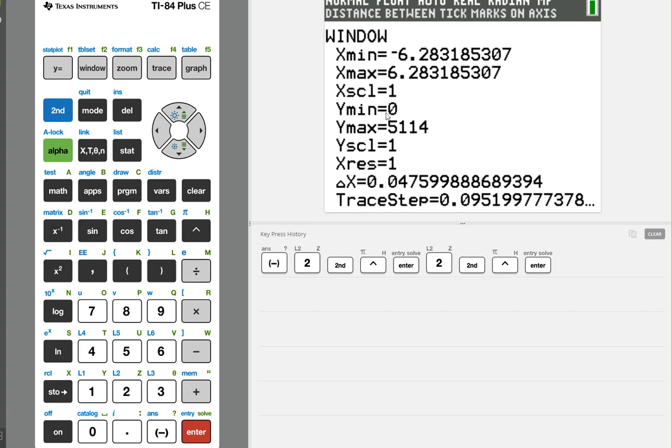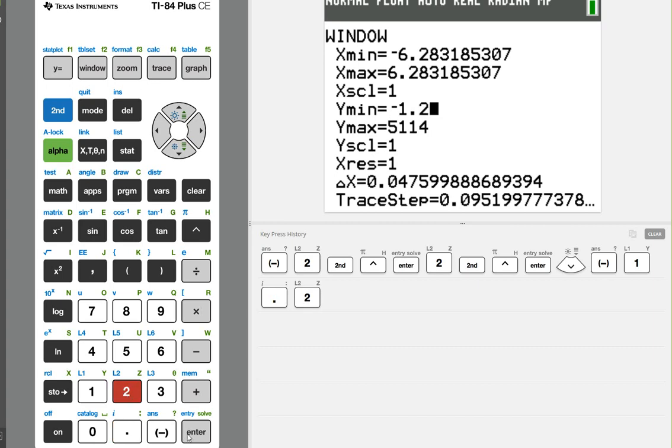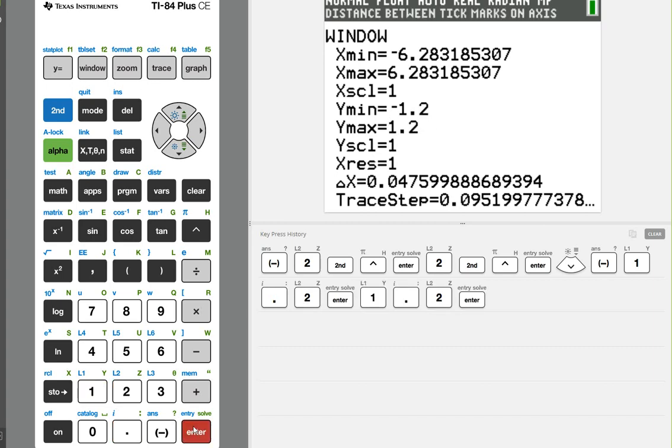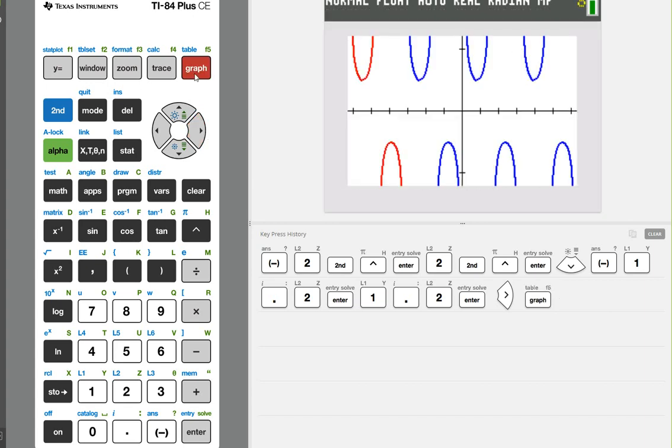Let's leave x scale as 1 for the moment. On the y-axis, I want to go from negative 1.2 to 1.2. And I'm just getting that from the graph that we had there. Once you have all these settings, you should be able to hit the graph key and get something like this.